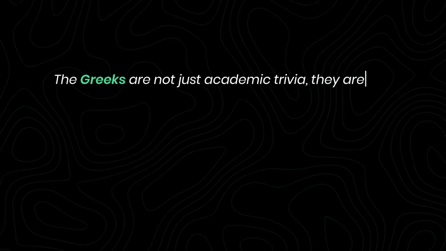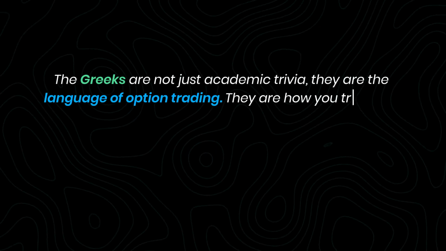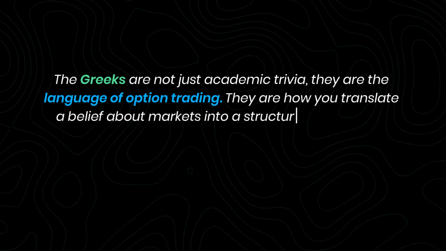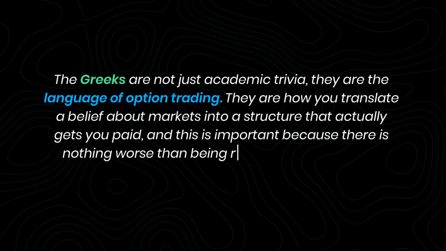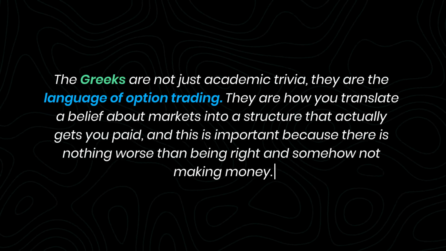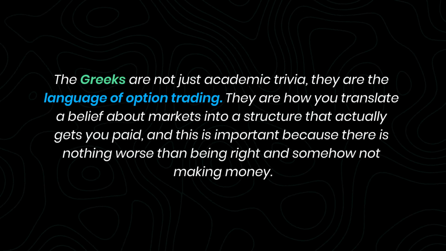All right, so to wrap up this video, here is the bottom line. The Greeks are not just academic trivia. They are the language of option trading. They are how you translate a belief about markets into a structure that actually gets you paid. And this is important because there is nothing worse than being right and somehow not making money. So understand delta and gamma, theta and vega, understand how they all work, understand how to translate them to positions, and then start running strategies that give you a real edge.